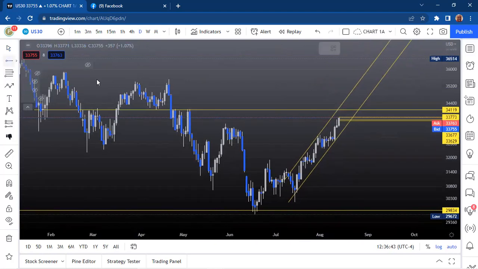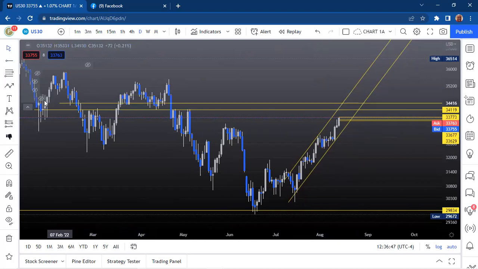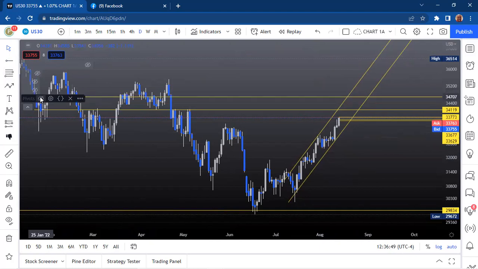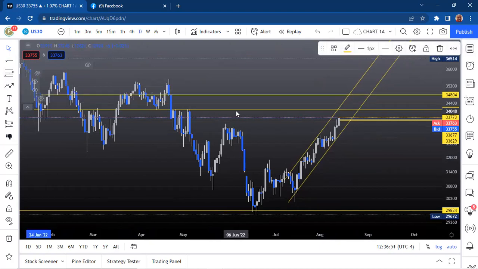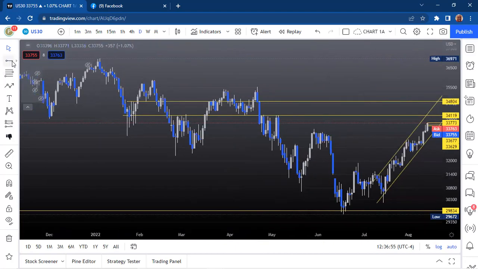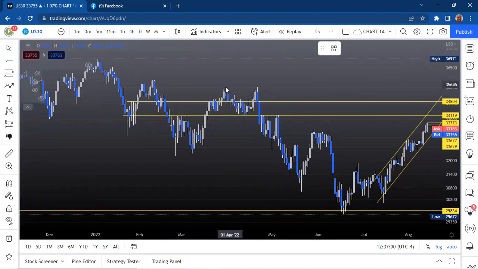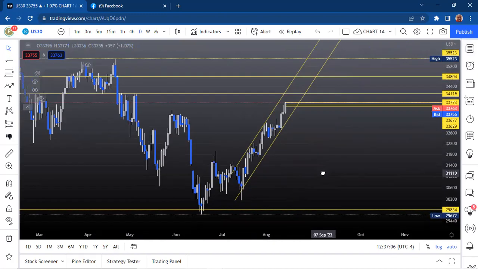That's TP1. Your TP2 could be right here, and then TP3 is right here. So that's the journey, ladies and gentlemen. Take profit 1, take profit 2, take profit 3.